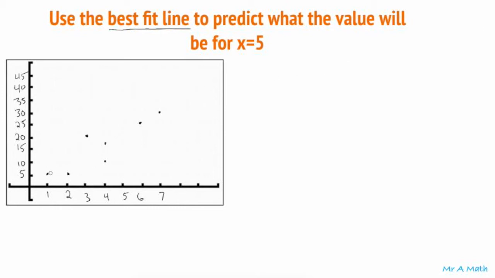So if I was to construct one just by hand, I think we could all agree that a line like this might represent our data pretty well. It's not perfect, but it's a good approximation. So first and foremost, how am I going to find the equation of this line?